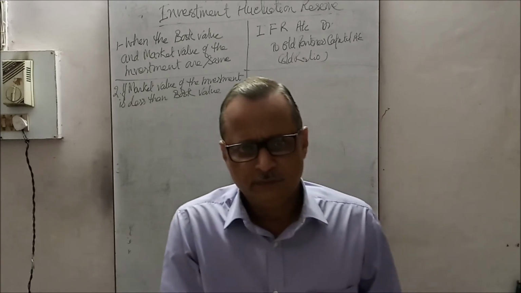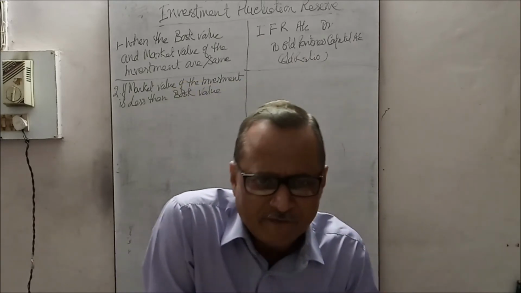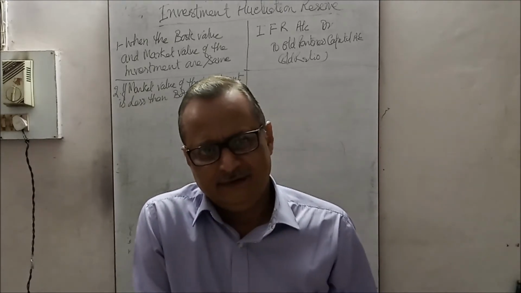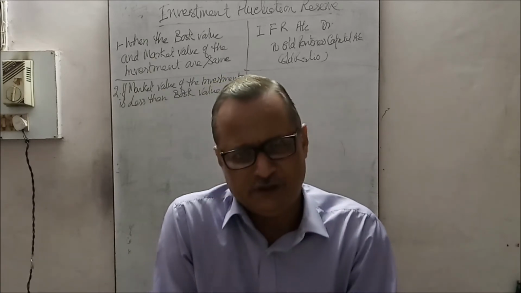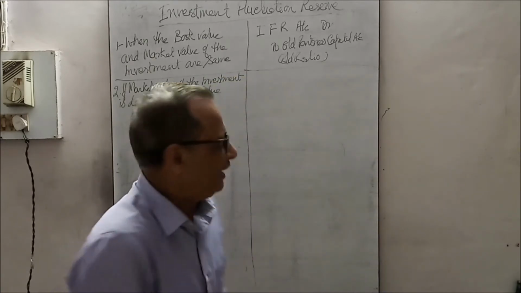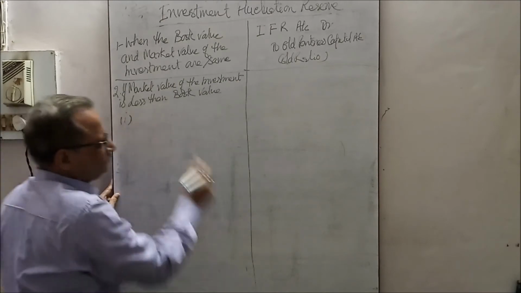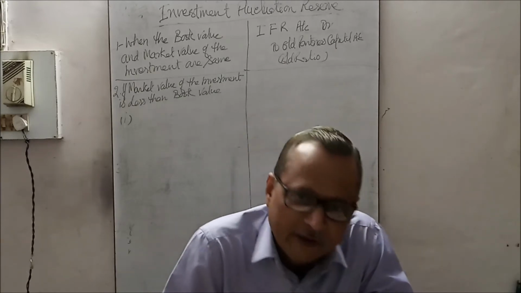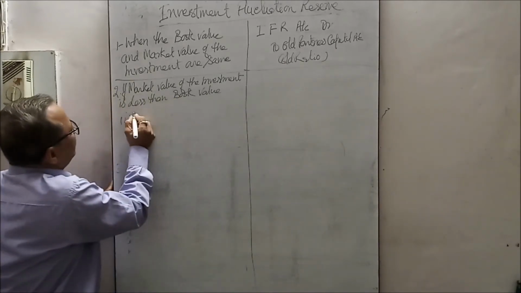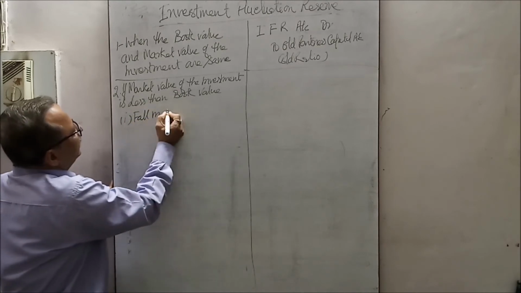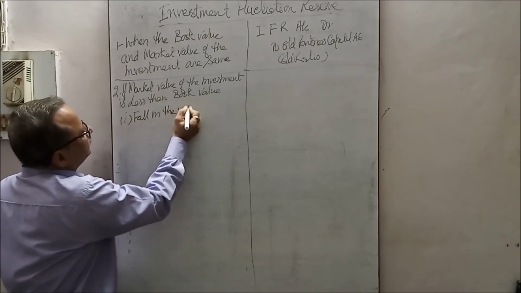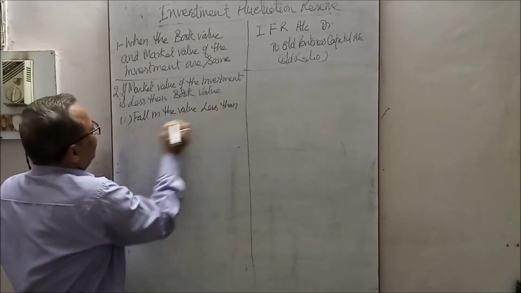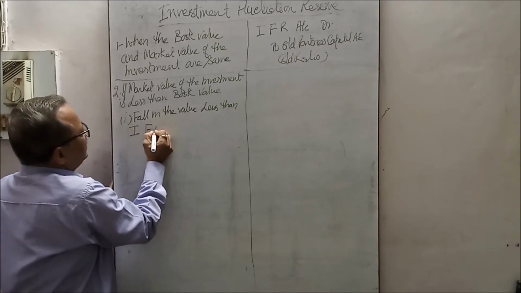That is the value. Now see what is the amount of the fluctuation reserve and how much amount is less, that is to be seen. So first under it, italics 1, the case is the fall in the value is less than the investment fluctuation reserve.